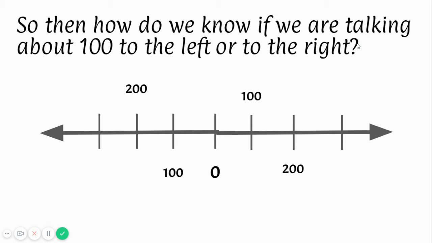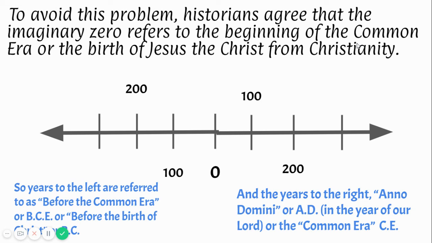If you don't know what you're talking about, just saying the year 100 would be kind of confusing. So how do we determine which is to the left and which is to the right? In order to avoid this problem, historians agreed that there would be an imaginary 0, and that would refer to the beginning of the Common Era, or the birth of Christ from Christianity. So all the years to the left are referred to as before the Common Era, or BCE, or even before the birth of Christ, BC. And all the years to the right, Anno Domini, or AD, in the year of our Lord, or the Common Era, CE.